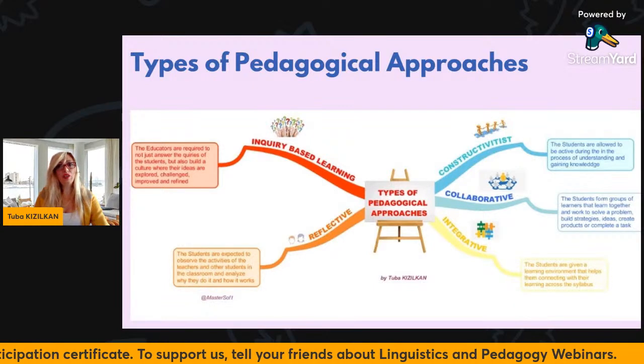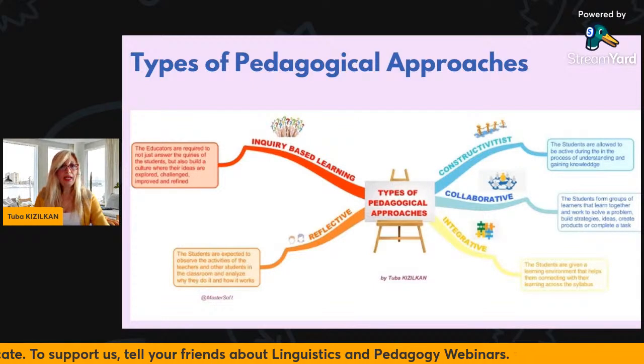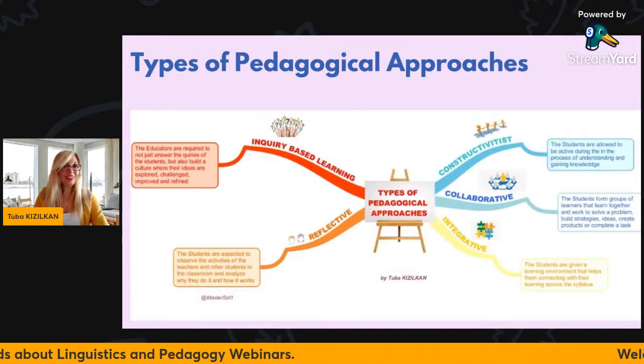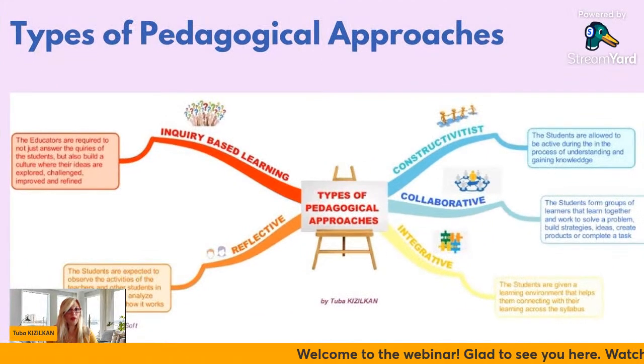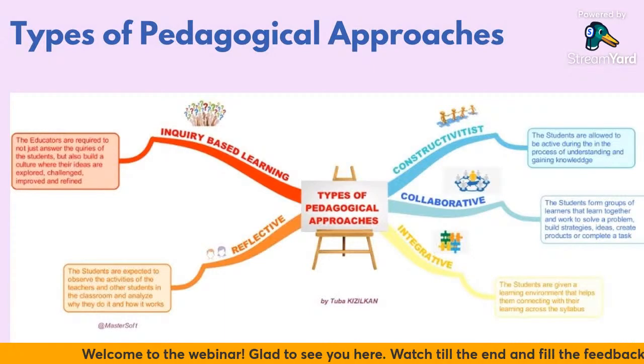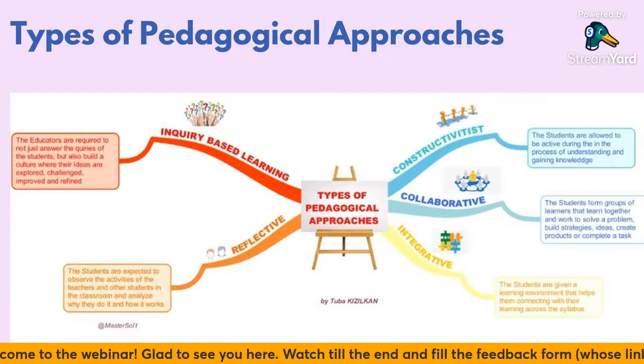And we have inquiry-based learning, which means the educators are required to not just answer the inquiries of the students, but also build a culture where their ideas are explored, challenged, improved, and refined.